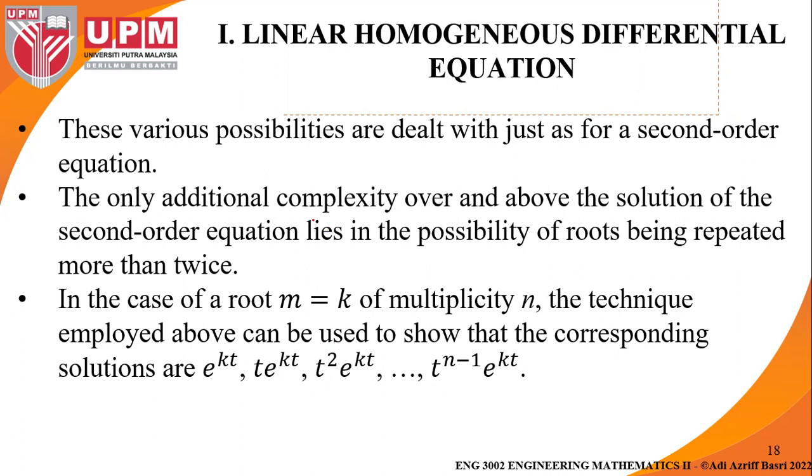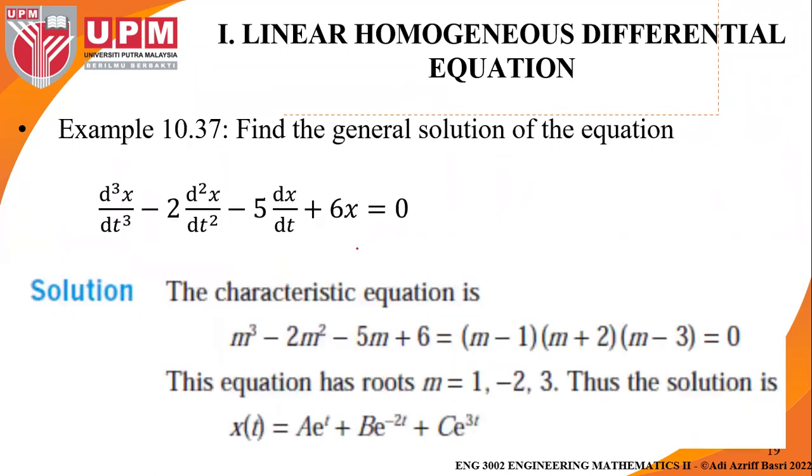The only additional complexity over and above the solution of the second order lies in the possibility of roots repeated more than twice. So in this case, if you have a root m equal to k of multiplicity n, the technique employed above can be extended to e^(kt), t e^(kt), t^2 e^(kt), and so on. Okay, so we go for examples.